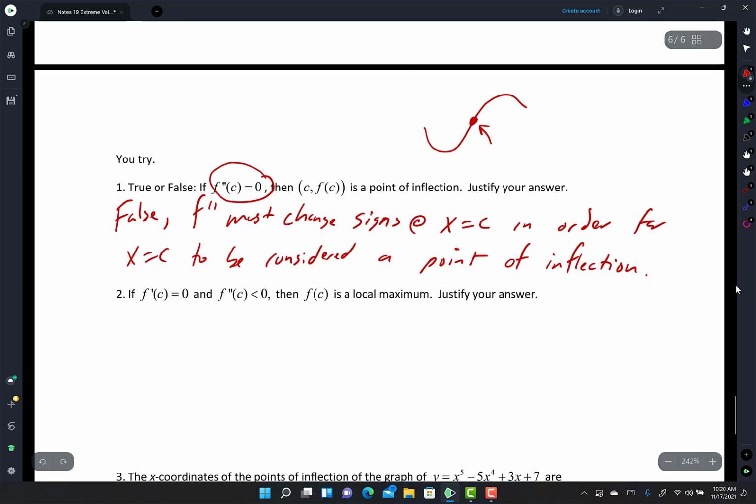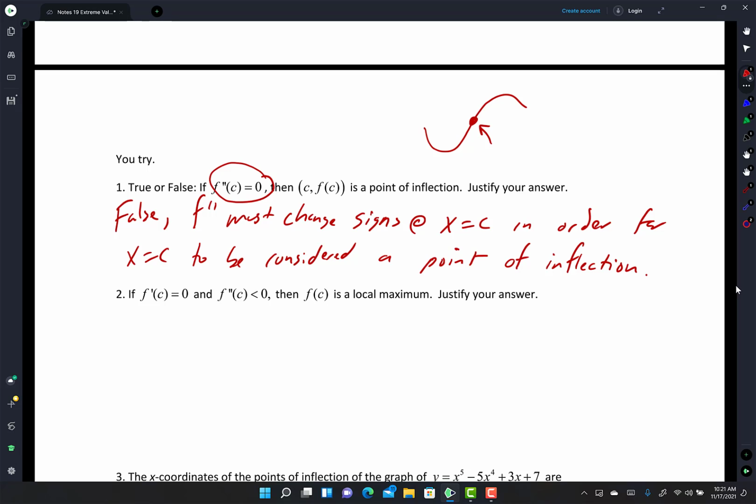Cool or not cool? Okay, what's up? Just to make sure I understand, when we say point of inflection, we're talking about the graph of F, right? But we use the second derivative to figure that out. Yes, because the second derivative is what creates our concave up, concave down in terms of F. If the second derivative changes signs, that's how the concavity changes on the graph of F.